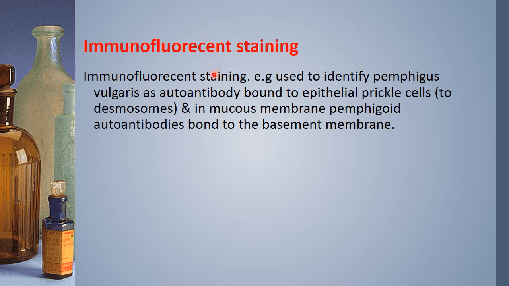And here we could demonstrate autoantibody bound to the epithelial cells. There are desmosomes. These desmosomes are sometimes lost and lead to acantholytic types of lesions, for example pemphigus vulgaris, bullous pemphigoid or mucous membrane pemphigoid.